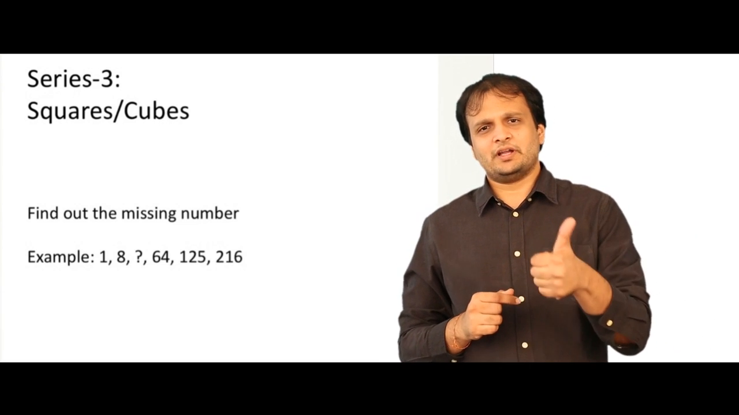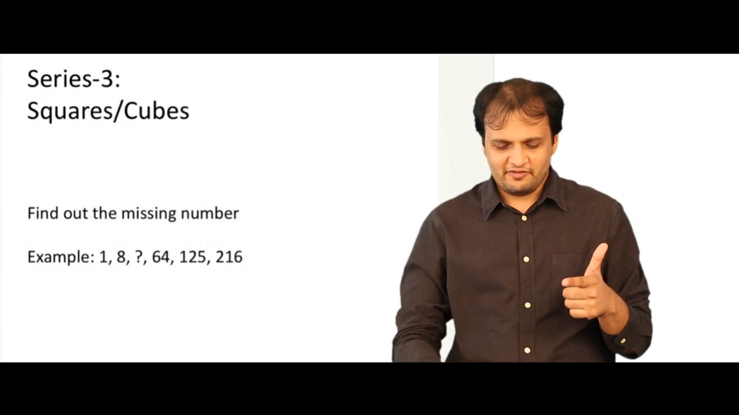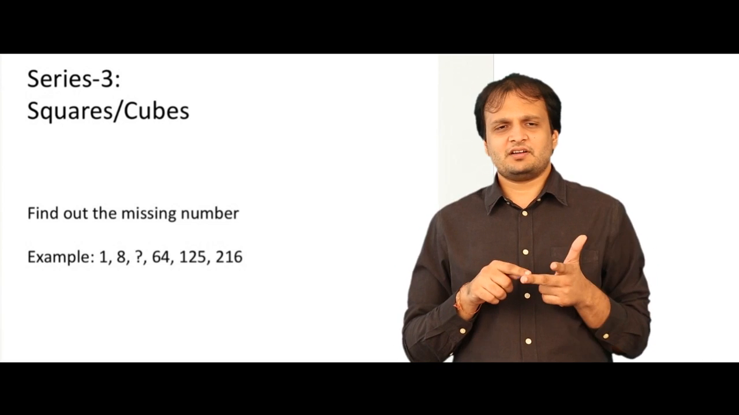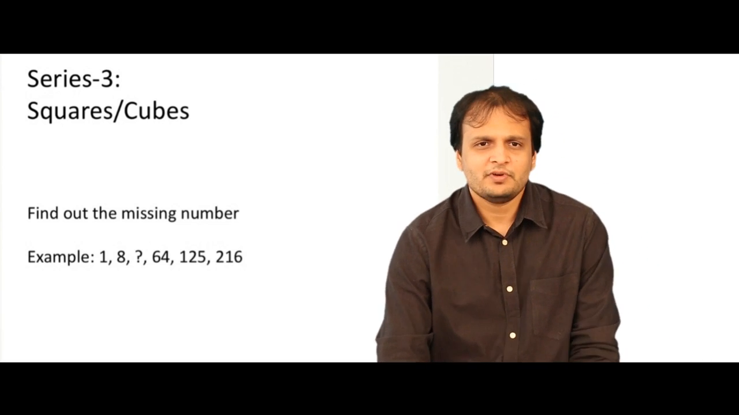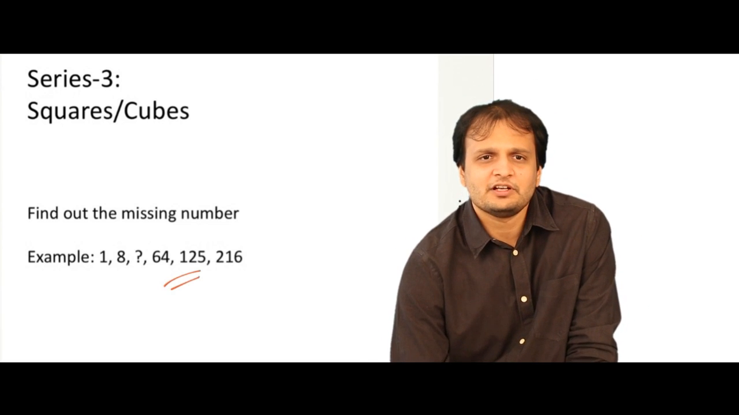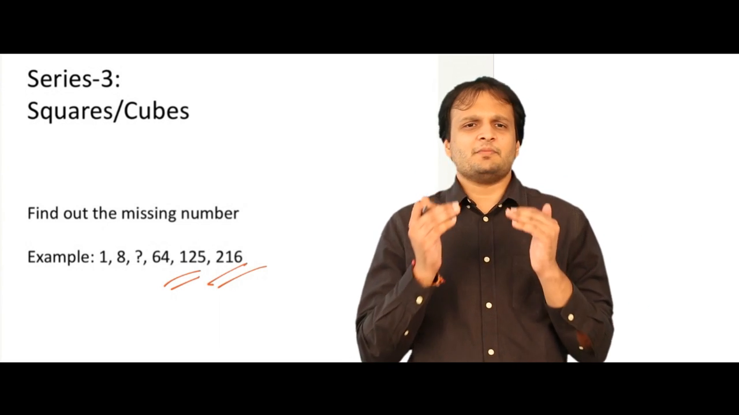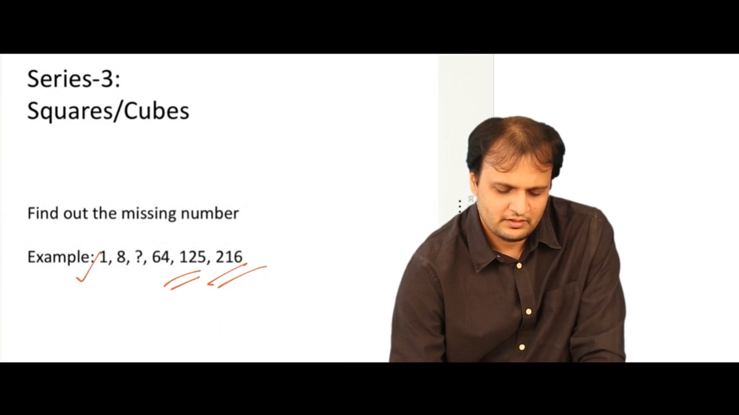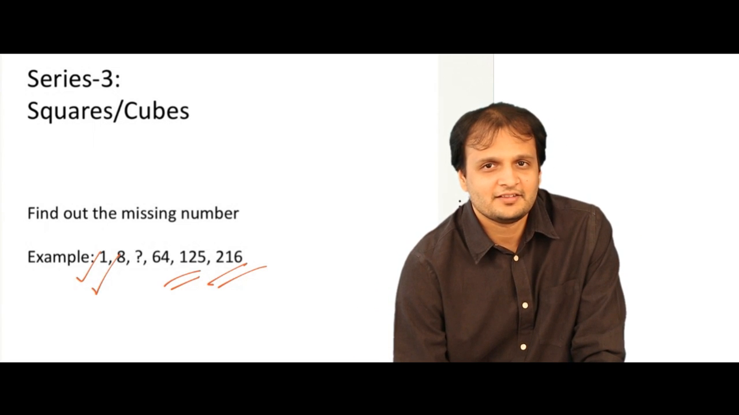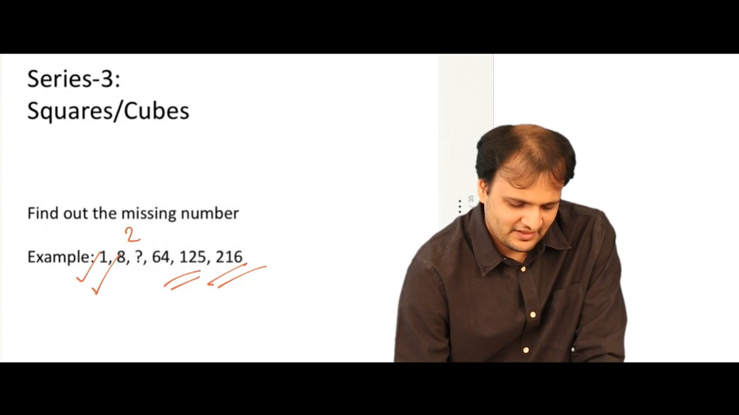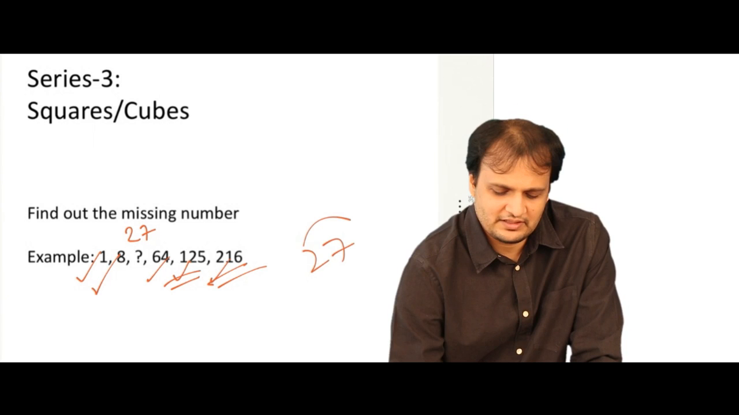What is 1 cube? 1. 2 cube? 2 cube means 2 into 2, 4 into 2, 8. So you have 1, you have 8. Then there is a question mark. 4 cube? 4 into 4, 16 into 4, 64. 5 cube? 5 into 5, 25. Then you get 125. 6 cube? 6 into 6, 36. Then you get 216. So you should remember these cubes. So this is 1 cube, 2 cube, 3 cube. What is 3 cube? No, it's not 9. 3 into 3, 9, into 3, 27. So this is 3 cube, 4 cube, 5 cube, 6 cube. So the answer is 27.